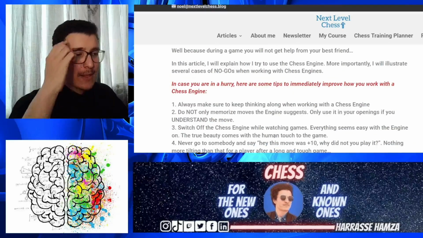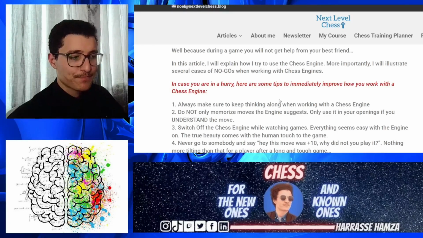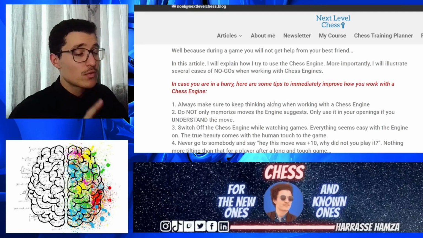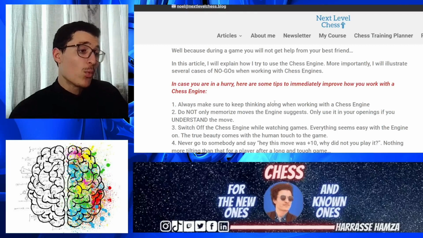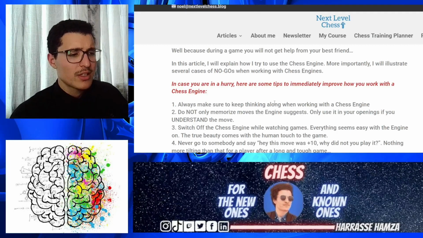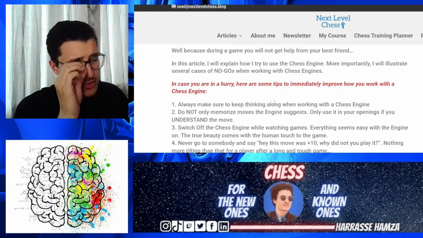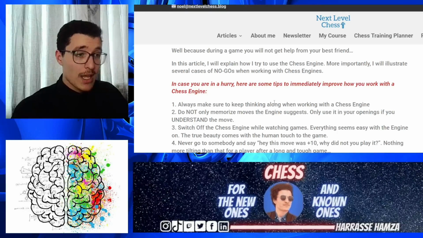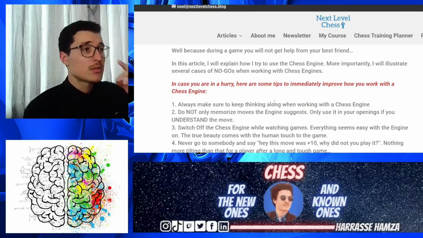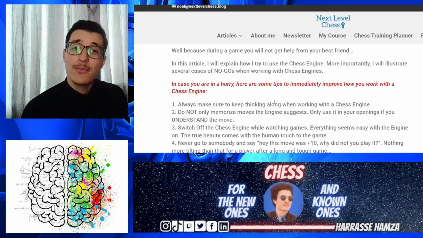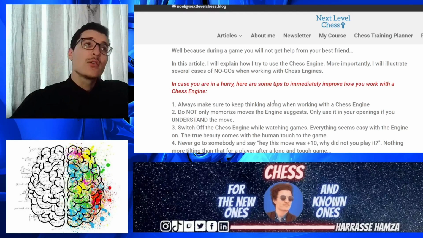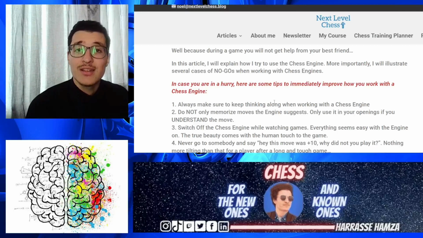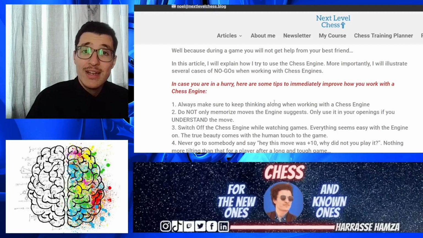So always make sure to keep thinking along when working with the chess engine. Do not only memorize moves with the chess engine and what it suggests to you, only use it in your openings if you understand the move. Understand before you memorize. There are some people who understand nothing. They just memorize 10, 50, 20, 30, 700 moves in the Najdorf of the Sicilian and they claim they are good chess players. You're not. You're just blitzing moves because you are memorizing them. You don't understand.